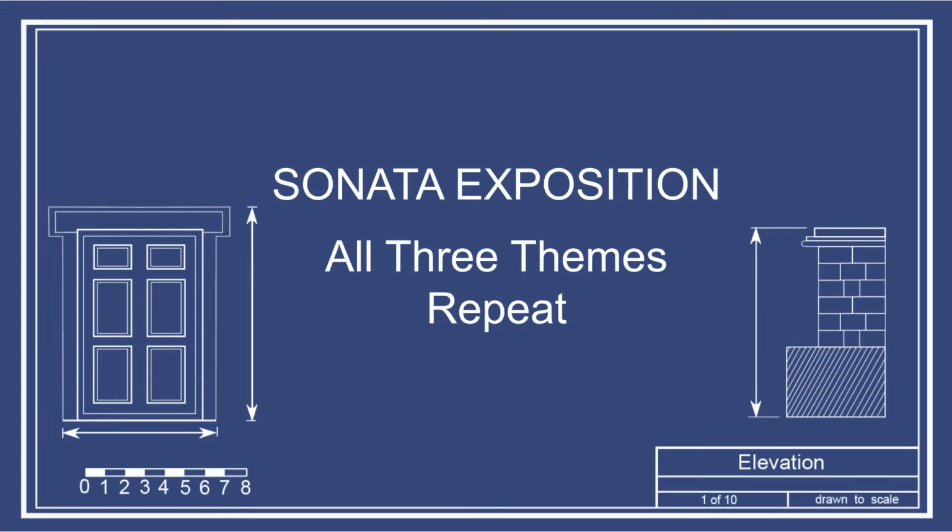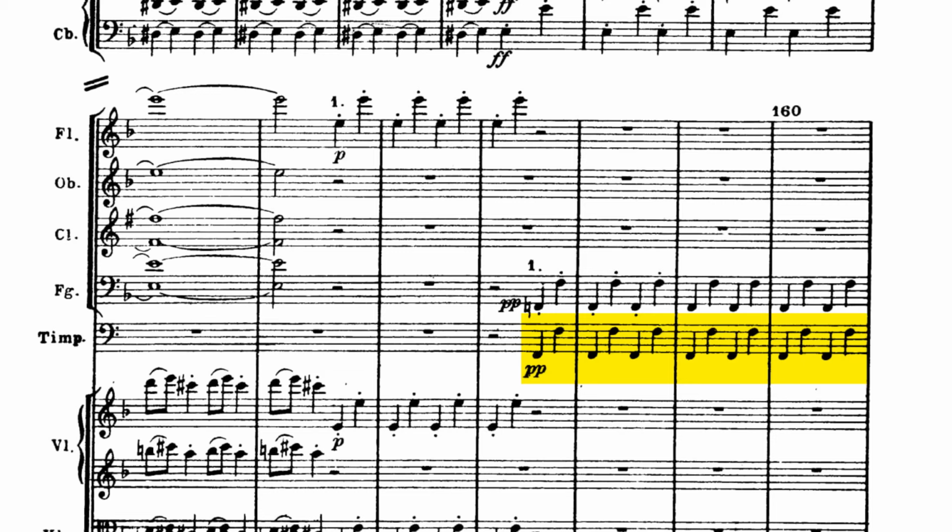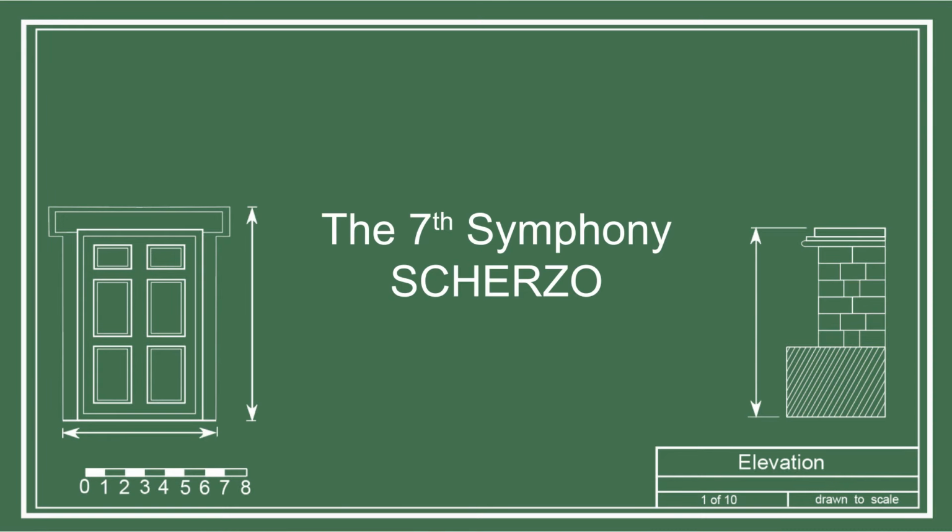All three themes, including our lyrical second theme, now in D-flat major, it all returns exactly as in the exposition. Two things, though. One micro and the other macro. The micro, this timpani thing, such nonsense was unheard of in 1813.